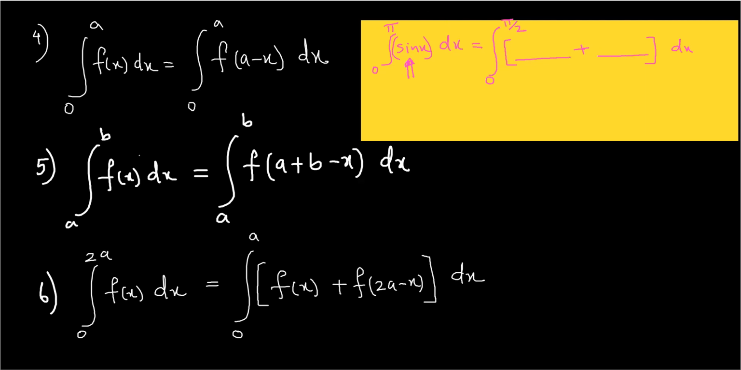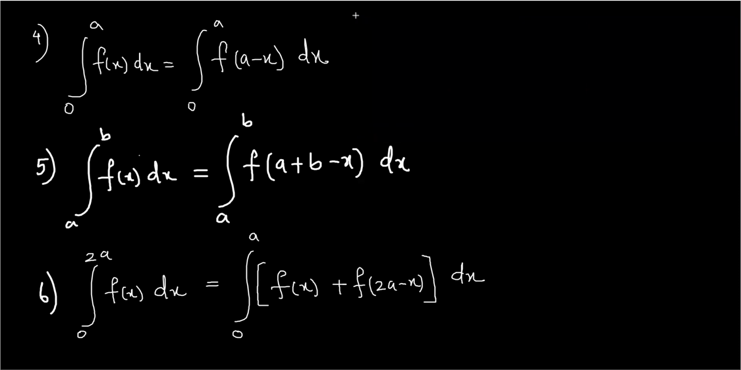The first one will remain exactly what you had on the left hand side, which is sine of x. But the second one will be sine, but its variable won't be x. It will be upper limit minus x, that is pi minus x. And now the right hand side integral will have the same value as the left hand side integral. I hope you all must have followed this. This is property number 6.